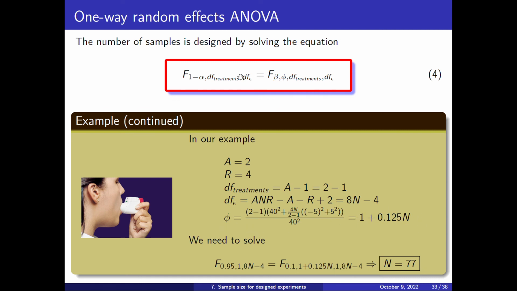And then what we need to solve is this equation here, and this equation gives us 77. So we need to measure 77 people, each one with our 4 measurements, and then we will be able to tell differences. This n is per group. Okay, so 77 for one of the inhalators, 77 for the other inhalator.